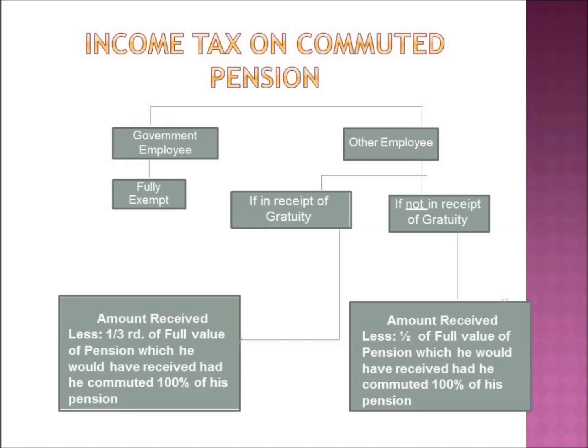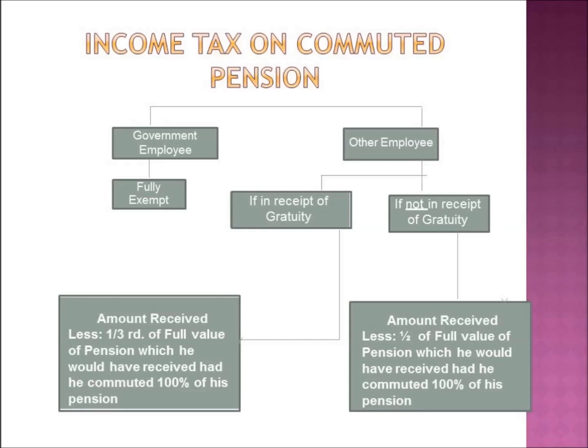So if I am a non-government employee who is receiving gratuity, then what will be the exemption of my commuted pension? The exemption will be 1/3 of the full value of pension which he would have received had he commuted 100% of his pension. So my exemption will be 1/3 of the full value of pension which I would have received had I commuted 100% of my pension.